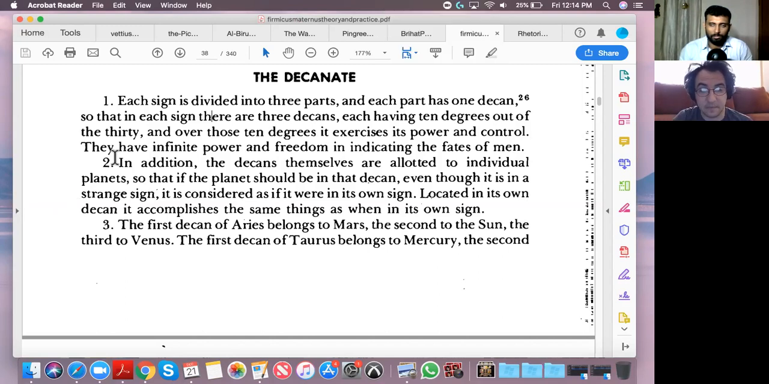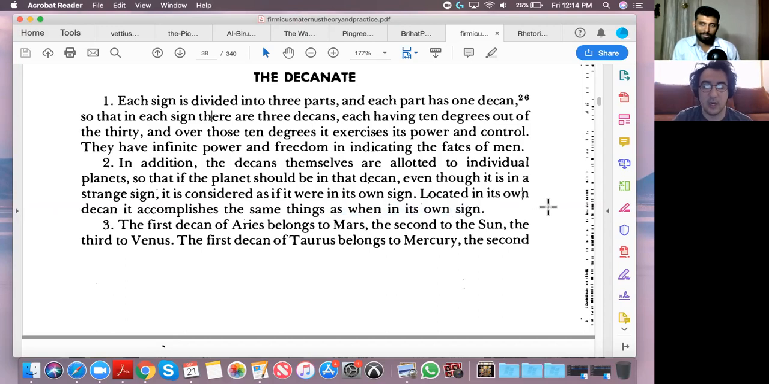Okay. So in addition, the decans themselves are allotted to individual planets, like I just explained, right? So that if the planet should be in that decan, even though it is in a strange sign, it is considered as if it were in its own sign. Located in its own decan, it accomplishes the same things as when it was in its own sign.